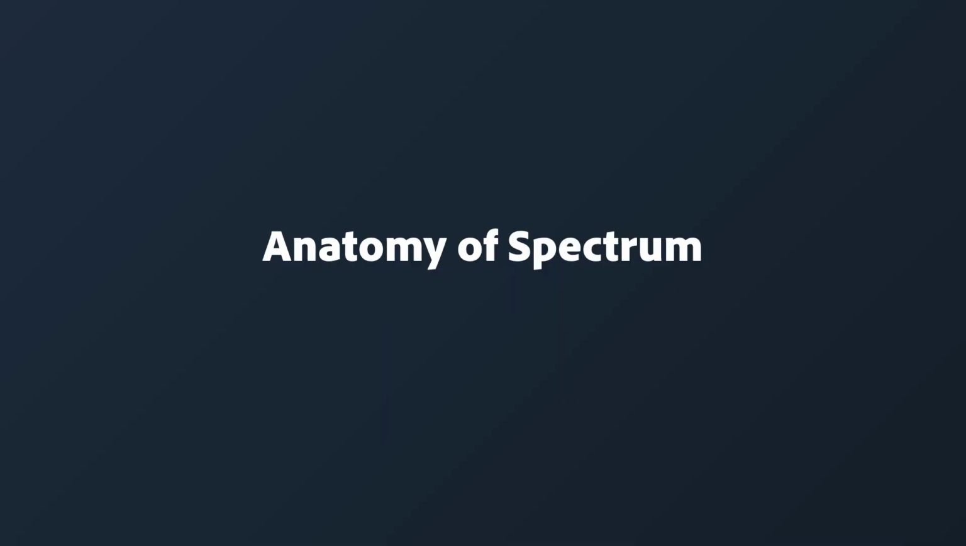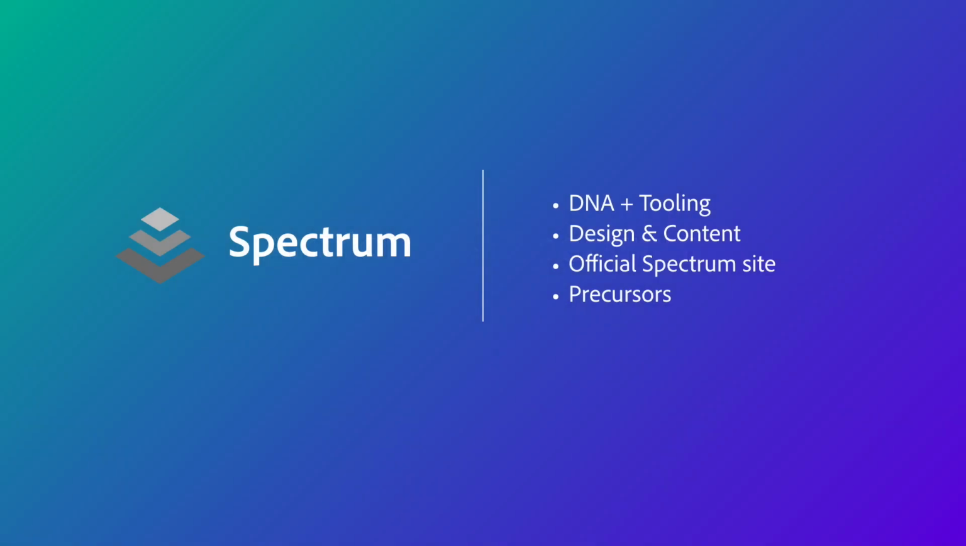Then let's talk a little bit about the anatomy of Spectrum itself. Let's talk about what we've done now that we've gotten here. Cool. So Spectrum consists of what's called DNA and some tooling. And it's also design and content. The Spectrum site, you may think of it as a style guide, and precursors, which we'll get into later.